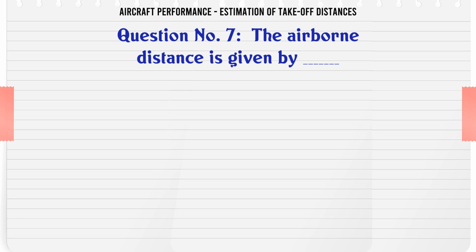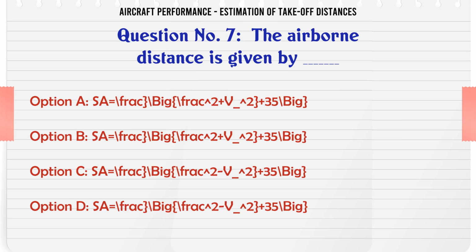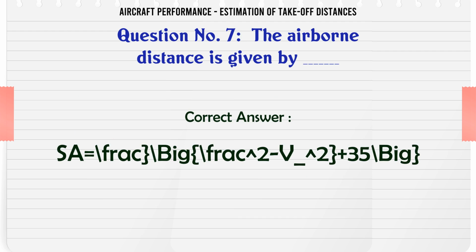The airborne distance is given by A. Sa = frac(W/(F_N - D)) big frac(V2^2 - VLOF^2)/(2g) + 35 big. B, C and D are the same expression with small variations. The correct answer is the first form, Sa = frac(W/(F_N - D)) big frac(V2^2 - VLOF^2)/(2g) + 35 big.